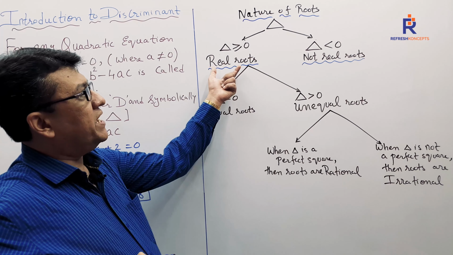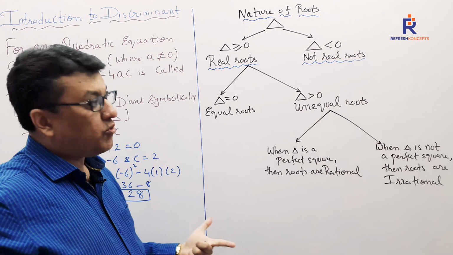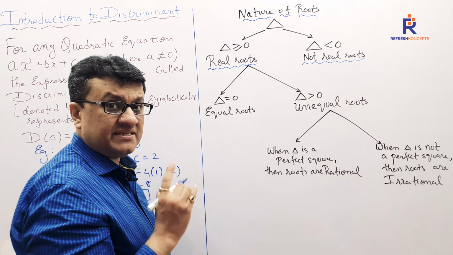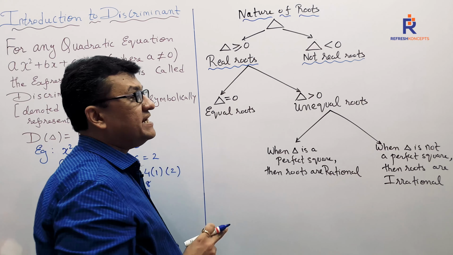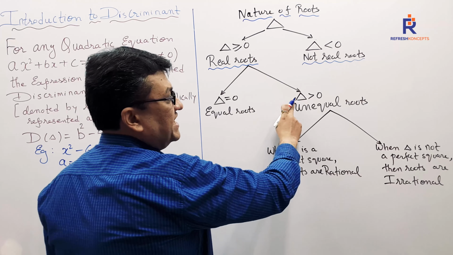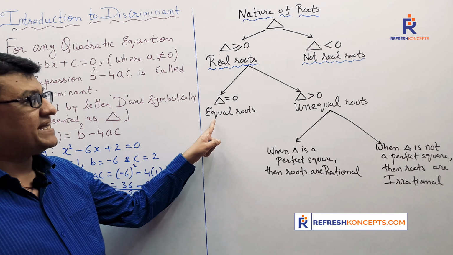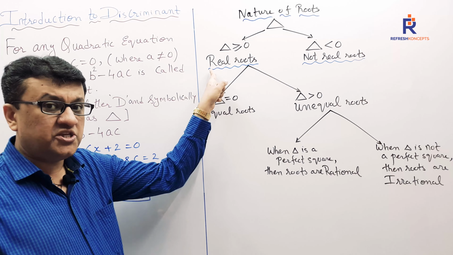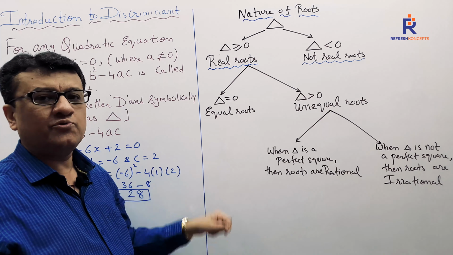Now here, when delta is greater than or equal to 0, once again we bifurcate. What if delta is exactly equal to 0? As I said, it can be 0 as well as positive. So what if delta is exactly equal to 0, and what if delta is greater than 0? If delta is exactly 0, roots are going to be real, mind you, roots are going to be real. At the same time, the roots will be real and equal.